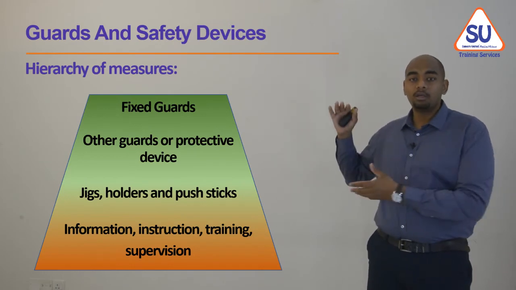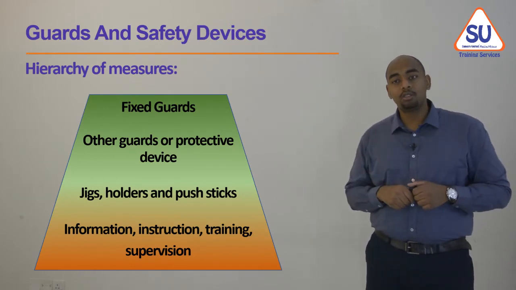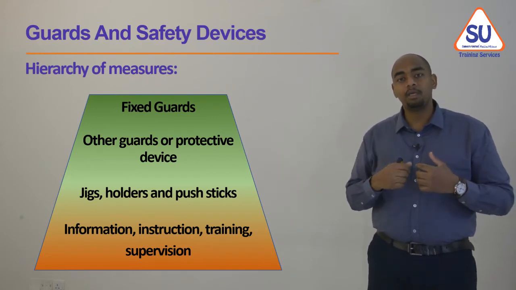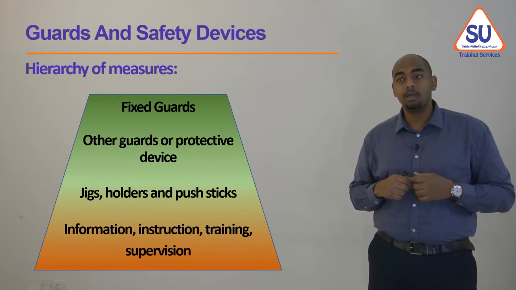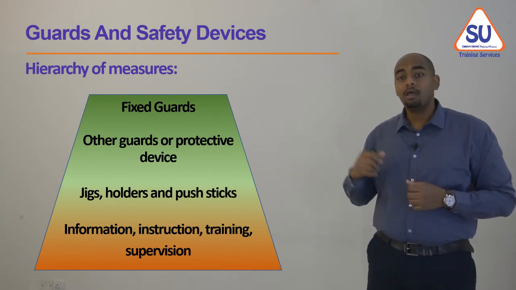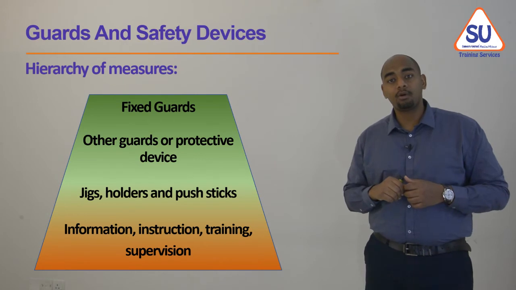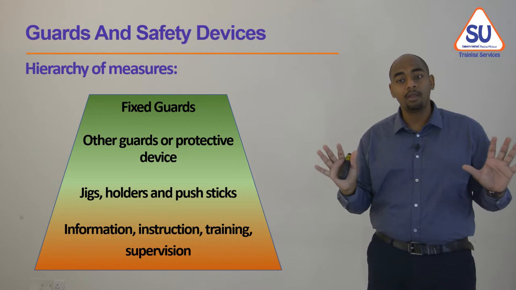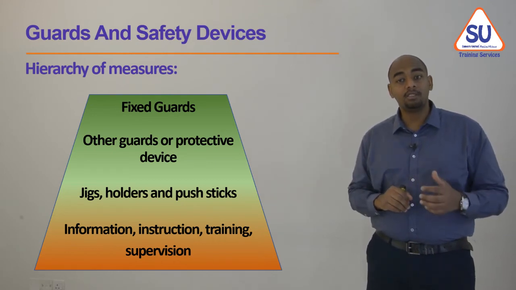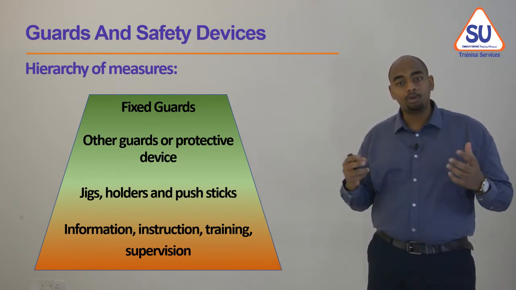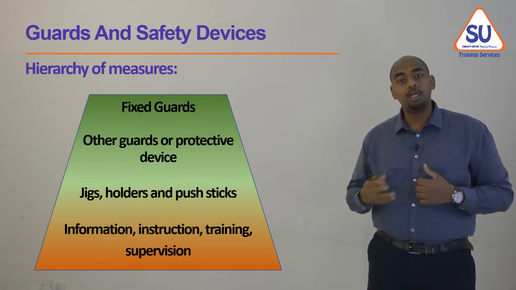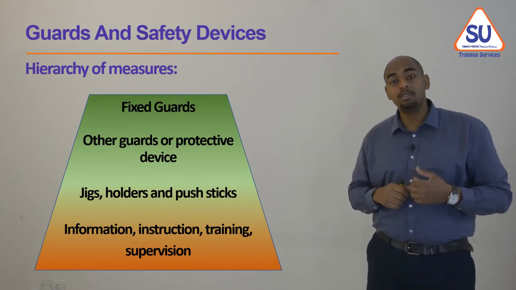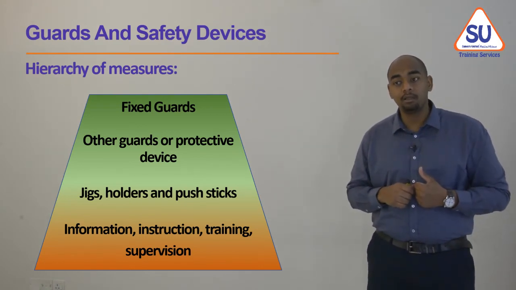Here we have a general hierarchy of the measures when we use those safety devices to protect people from being exposed to the dangerous parts of machineries by using, for example, guards. First of all, we have the fixed guards. Fixed guards are the guards that are erected and fixed into the equipments to protect people from being exposed to the dangerous moving parts. Also, there are other guards and protective devices. We will discuss this in the next slide.